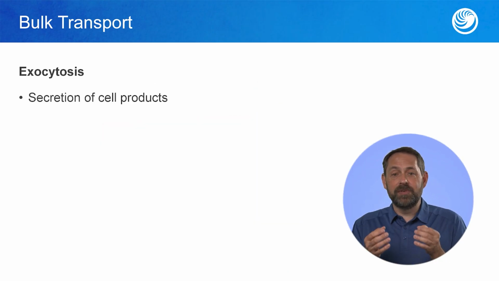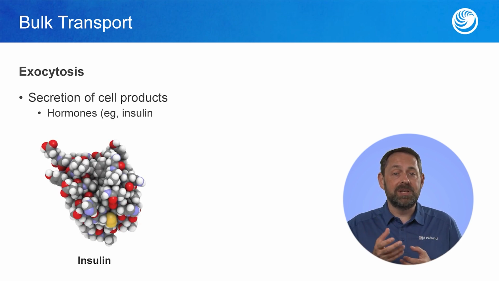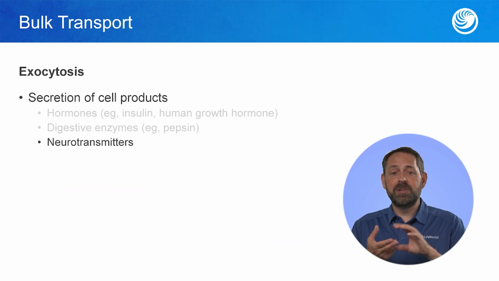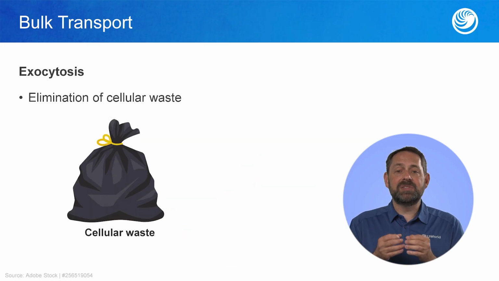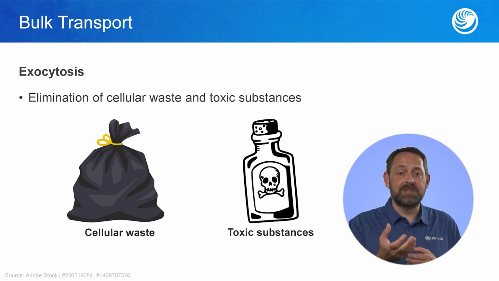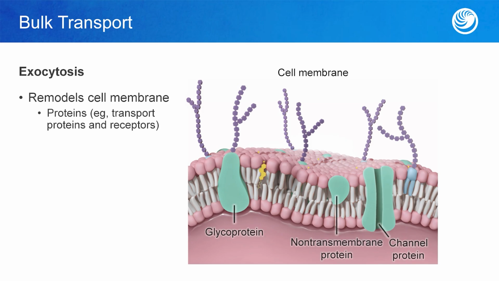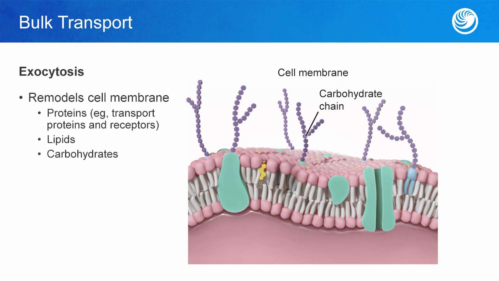Exocytosis is essential for the secretion of cellular products such as water-soluble hormones, including insulin and human growth hormone, digestive enzymes such as pepsin, and neurotransmitters like acetylcholine, which signal other cells. Exocytosis is also used in the elimination of cellular waste and toxic substances, and plays a role in remodeling the cell membrane. Specifically, exocytosis is used to add proteins, such as transport proteins and receptor molecules, to the plasma membrane, as well as bringing lipids and carbohydrates into the membrane.